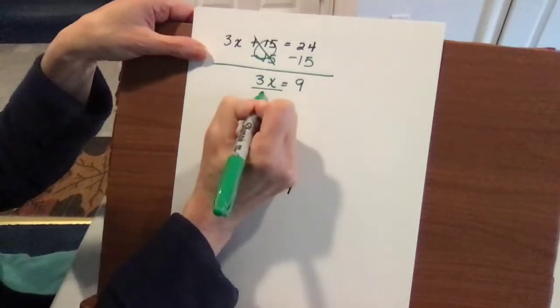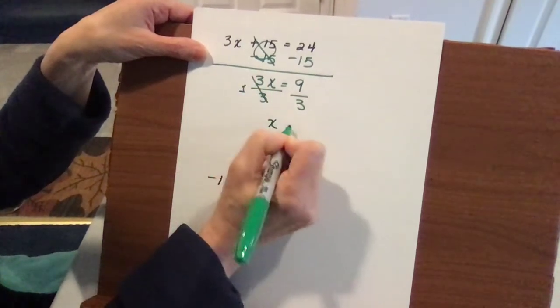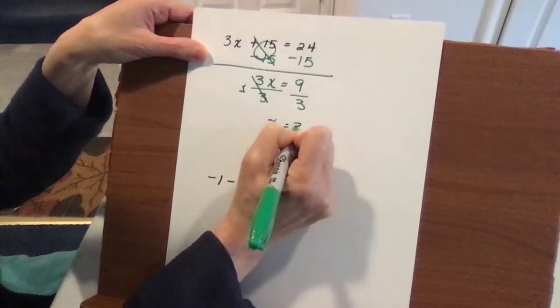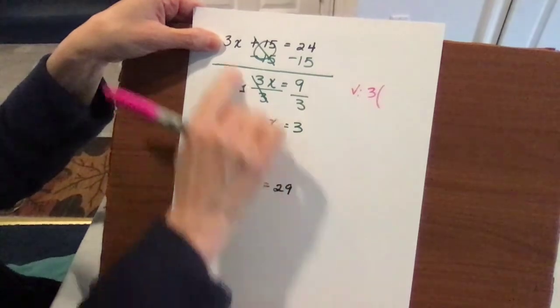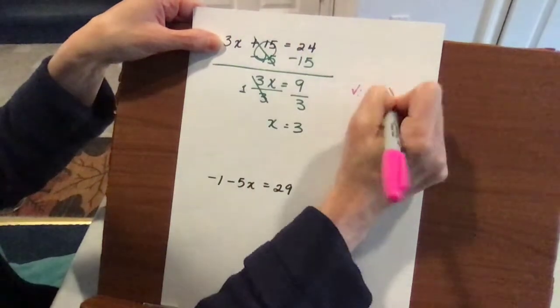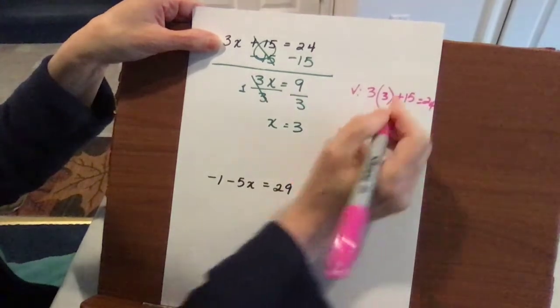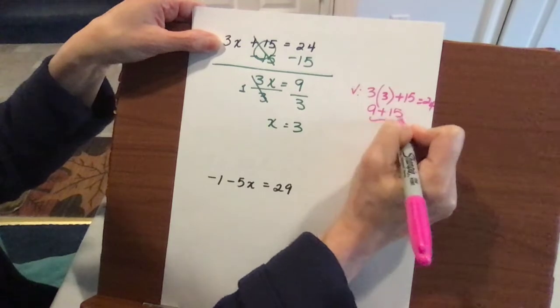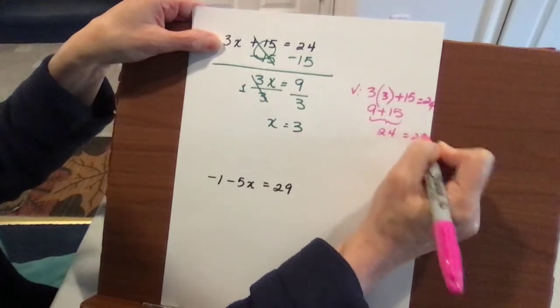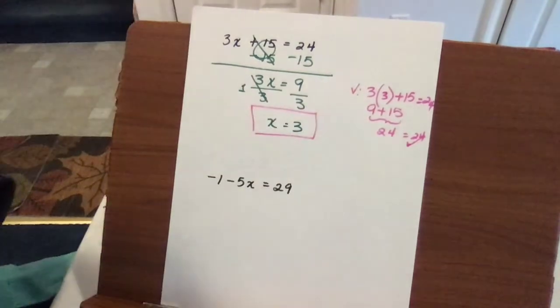We divide by 3 on both sides. That goes to 1, so we have 1x equals 9 divided by 3, which is 3. Checking: take 3 and substitute it in for x and see if it works to be 24. 9 plus 15, it's 24, equals 24. So it checks. So this is your answer.